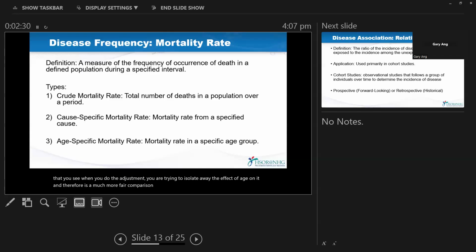So you're asking a what-if question. For example, look at 2000 and 2020. If there were no aging since year 2000, what would the death rate be in 2020?